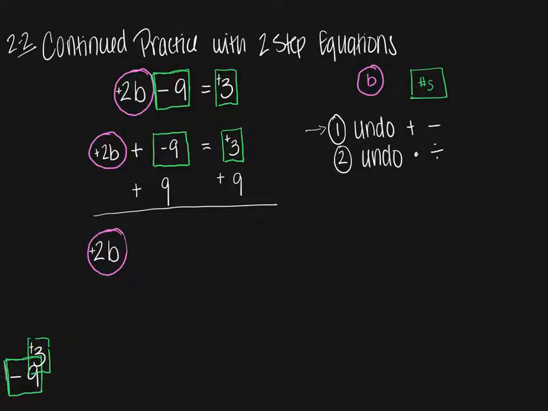I'm going to go back through and put a box around my 12. All right, my pink and my green are on their own sides. We're good. Now I can go into step number 2, which is to undo multiplication and division.